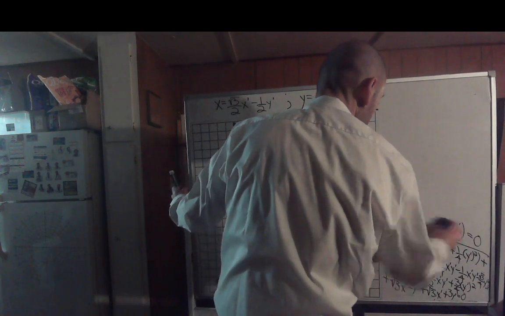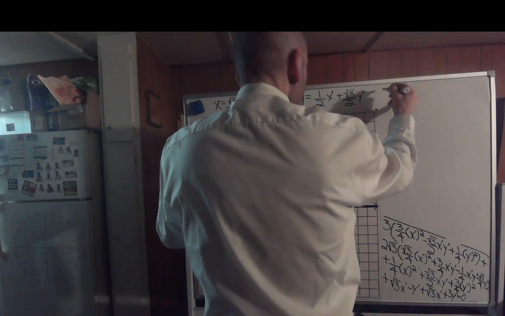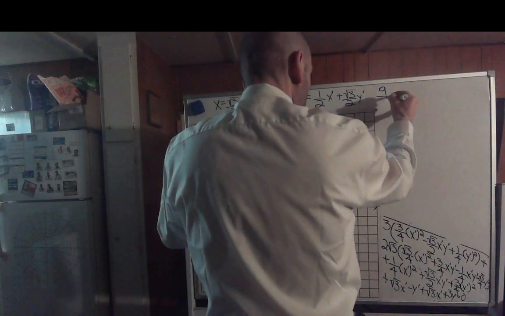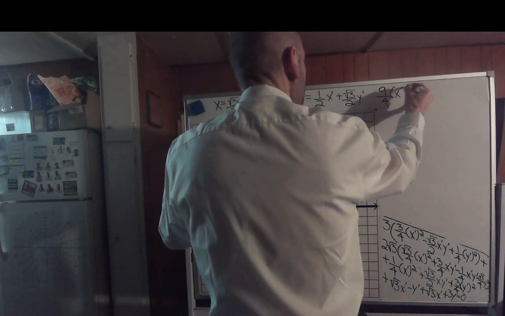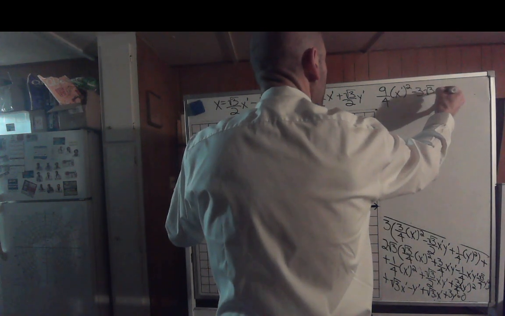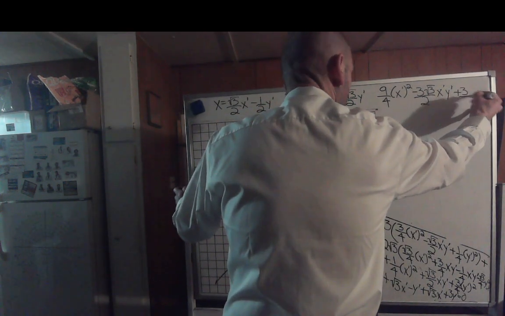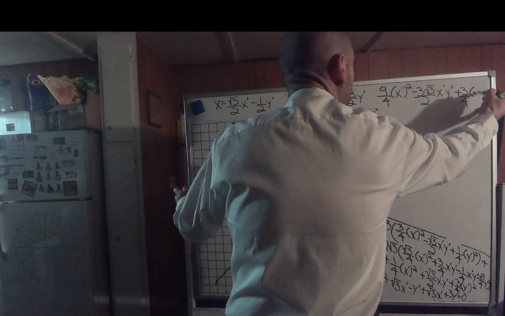I got to do some distribution here first. So let me distribute the 3 through my first term here. So 3 times 3/4, that's going to end up giving me 9/4 x prime squared. Alright, then minus 3 times the square root of 3 over 2 x prime y prime plus 3/4 y prime squared.